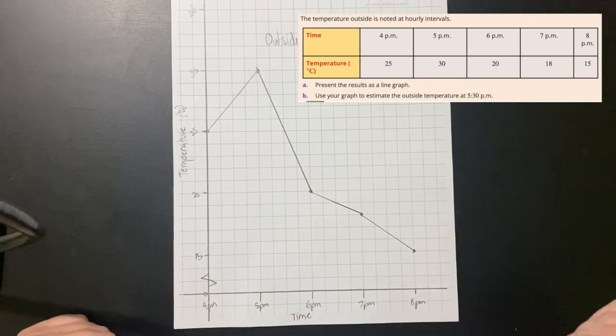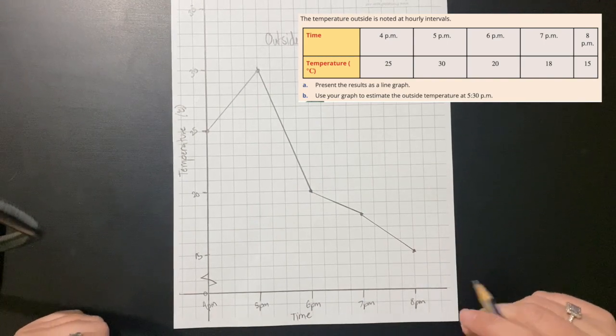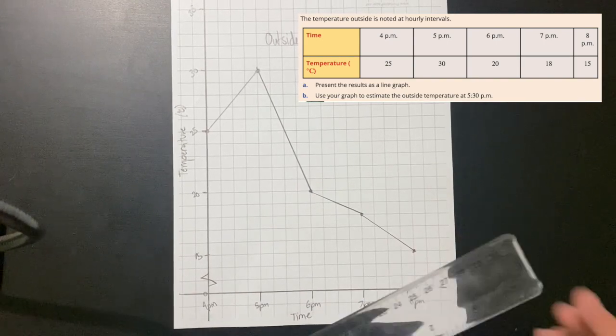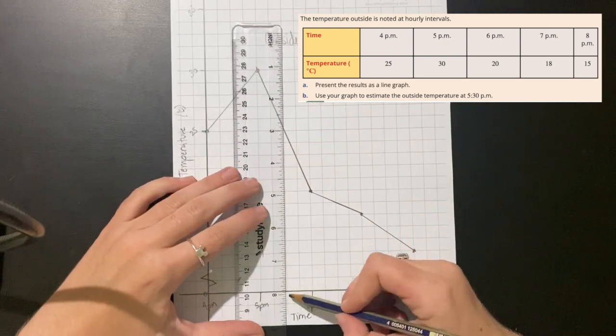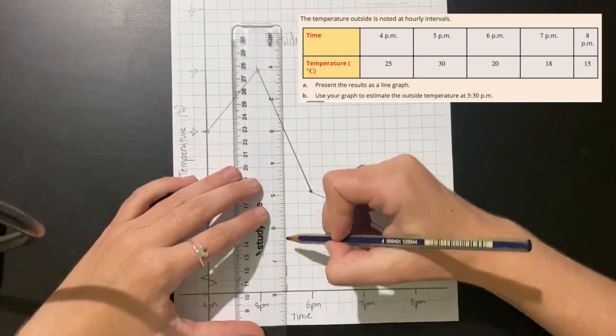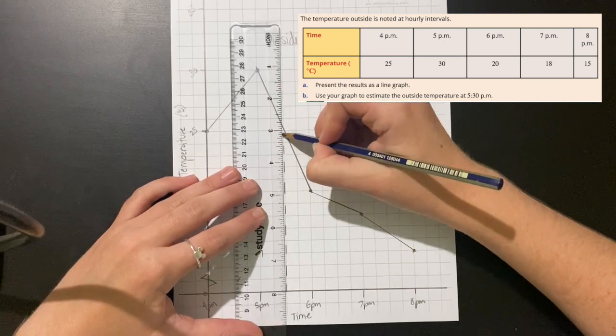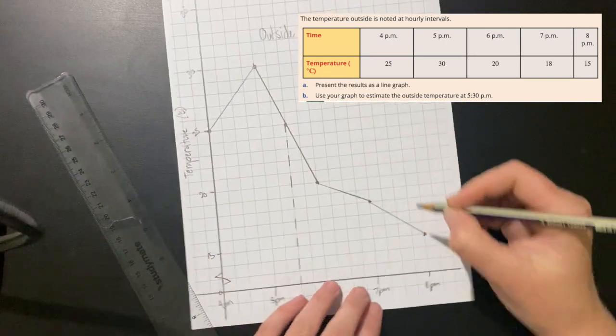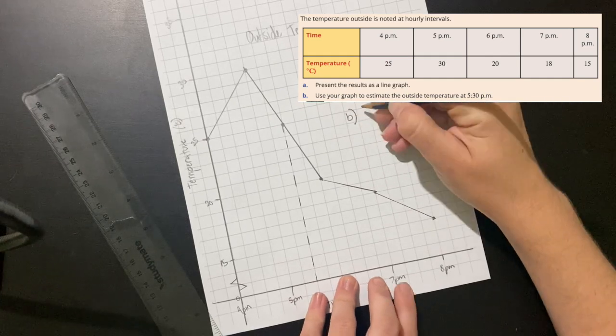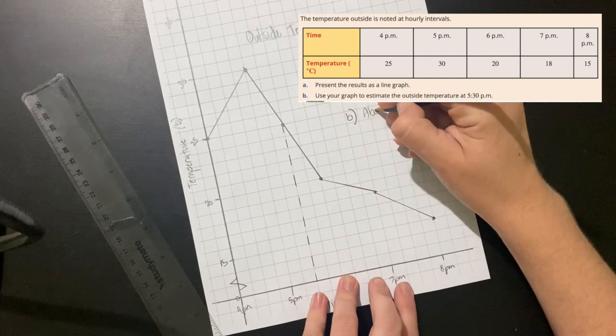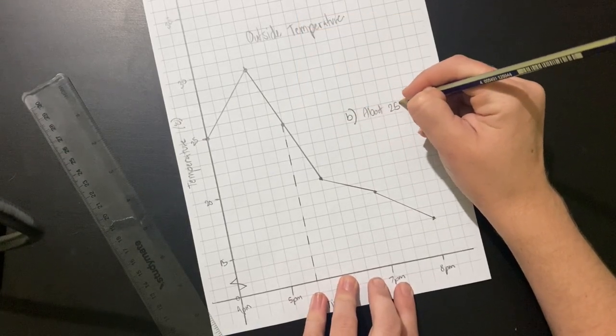But B says, use your graph to estimate the outside temperature at 5:30. 5:30 is halfway between 5 and 6, so I'm going to come to this line. I'm going to draw up my line to figure out an approximate value. And I think it is 25 degrees. So at 5:30, I think it is about 25 degrees.